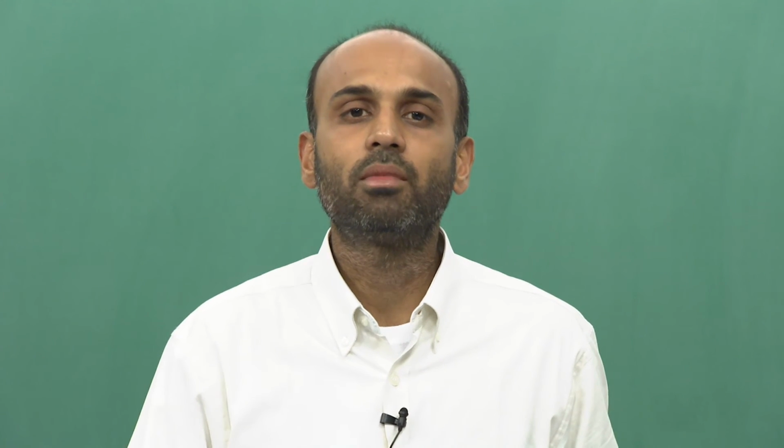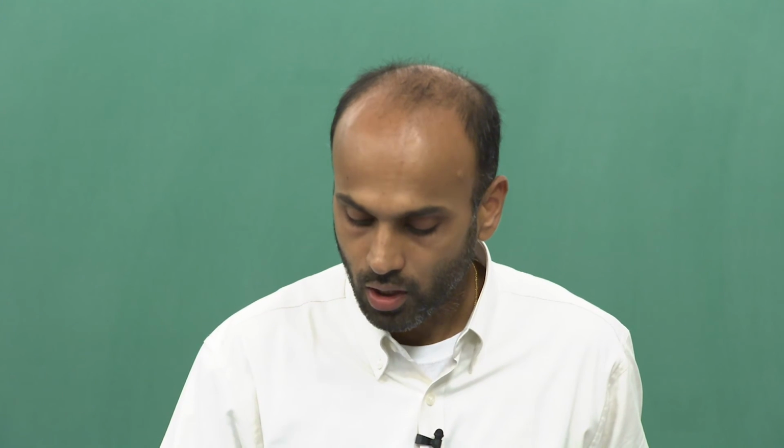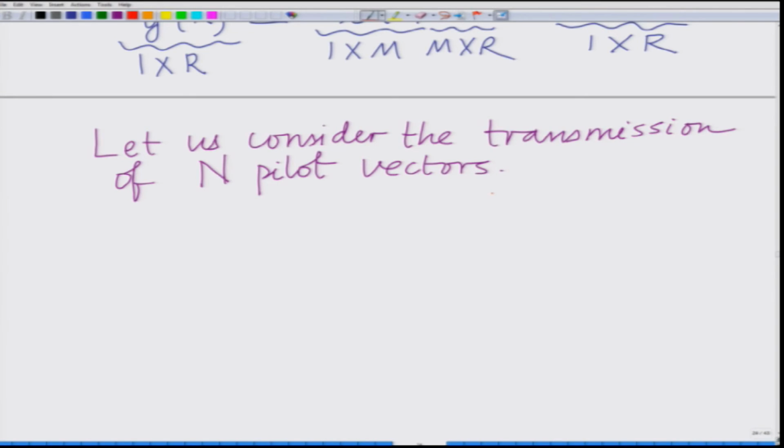Alright, x bar k is the pilot vector transmitted at time instant k. Okay, the input vector, or for the purpose of channel estimation, we transmit known symbols, and these are known as pilot symbols. So, naturally we have a pilot vector. Alright, we consider the transmission of n pilot vectors.